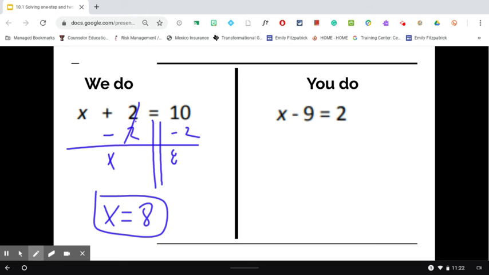Okay, so go ahead and pause the video and work out the other one, and then hit play, and we'll go over it together. Okay, hopefully you have worked it out already. You paused the video and you worked it out. So we're going to do the same thing.